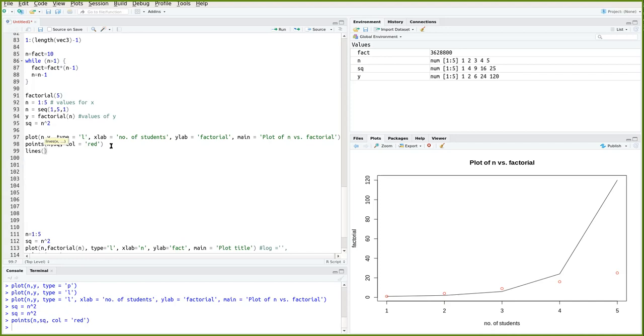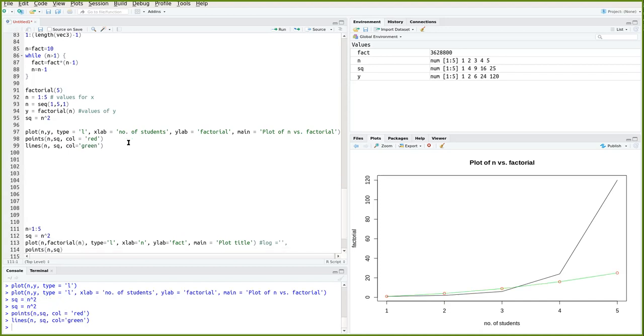Now, if you want a line, you would put lines. Just like the points function, you put n, you put square, and the color I put as green. As simple as that. So now it shows a line which is green in color. Now sometimes you would want to plot lines which are perpendicular, say I want to plot a line here at x equals 3.